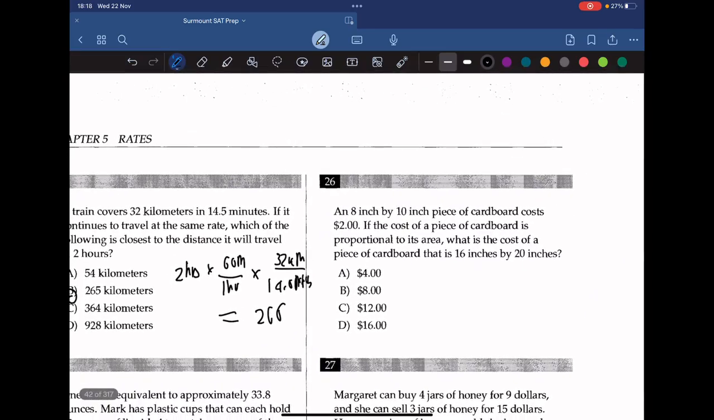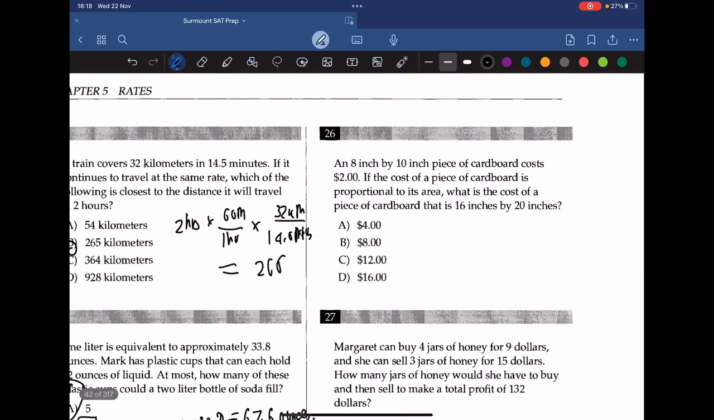Okay, 26. An 8-inch by 10-inch piece of cardboard costs $2. If the cost of a piece of cardboard is proportional to its area, what is the cost of a piece of cardboard that is 16 by 20?